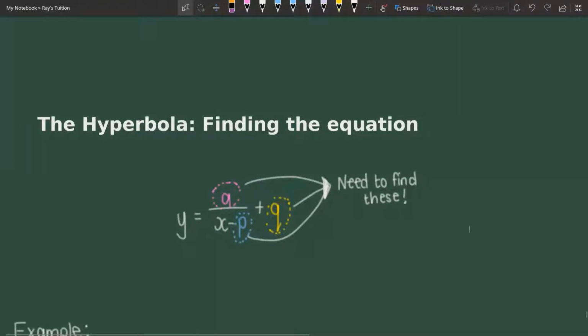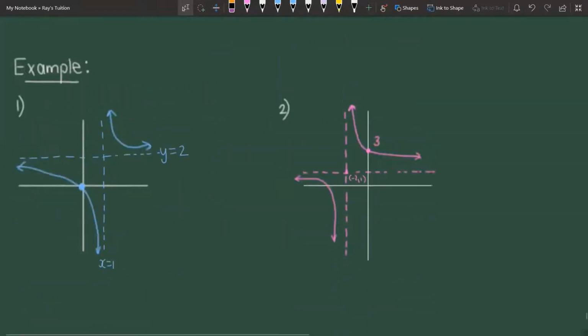Everybody, and welcome to this video on the hyperbola. In this video, we're going to have a look at how to find the equation of a hyperbola given certain information. What we have in circles over here, a, p, and q, is what we need to find to define a hyperbola. So let us have a look at an example.